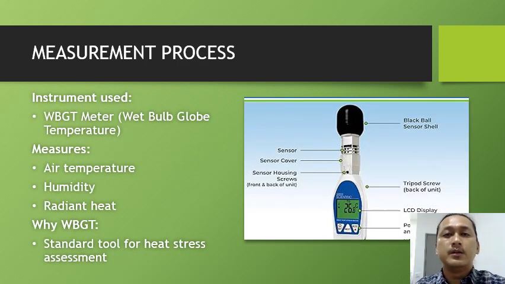To measure the heat stress, we use a WBGT meter, which stands for wet bulb globe temperature. This instrument measures air temperature, humidity, and radiant heat, giving a more accurate representation of heat stress compared to normal thermometers. It is also widely used as a standard tool in industrial hygiene.